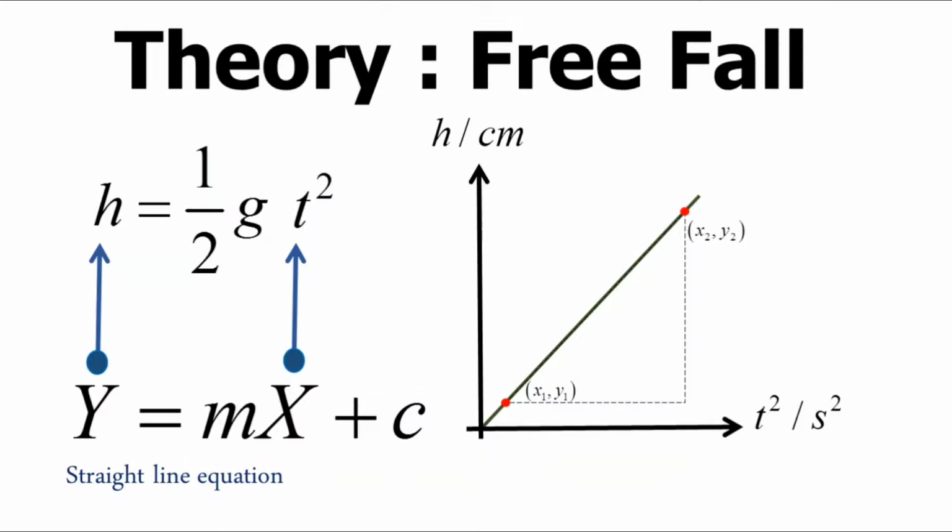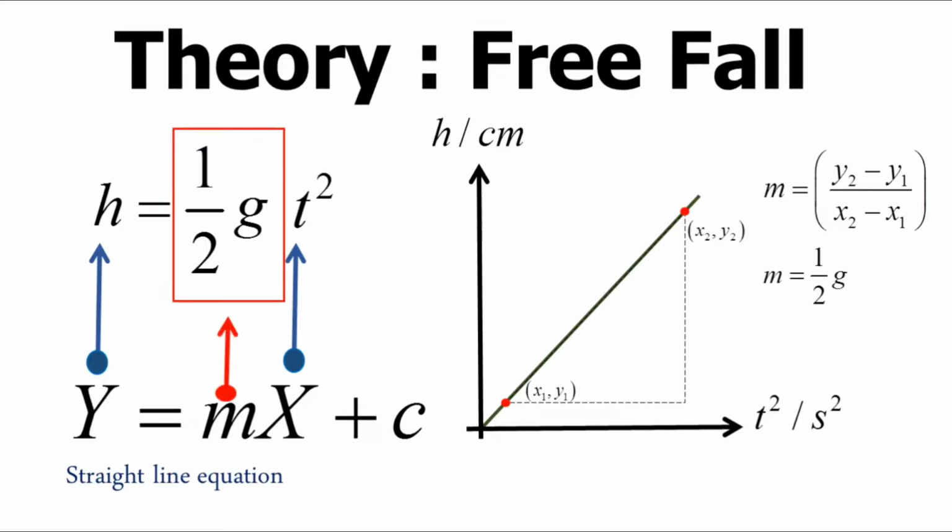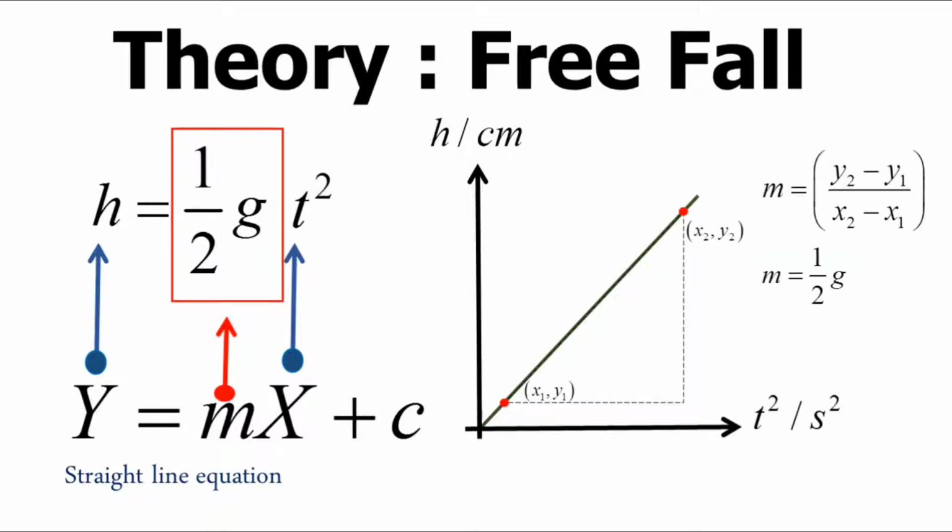The gradient of the line can be calculated using the equation m equals y2 minus y1 over x2 minus x1. The value of the gradient will be equal to half of g. Arranging the equation, we get g equals 2m. You are going to compare the value obtained from the experiment, which is from the graph, with the theoretical value of the gravitational acceleration.